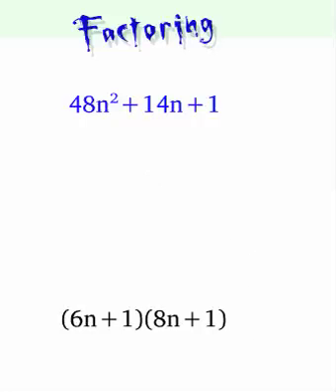So you know the two first numbers have to multiply to give us the first number up here. We know the two last numbers have to multiply to give us the last number. But then to get the middle number, you multiply the two outers and the two inners, and they have to add up to give you the middle term. So it's just a matter of playing with the numbers.